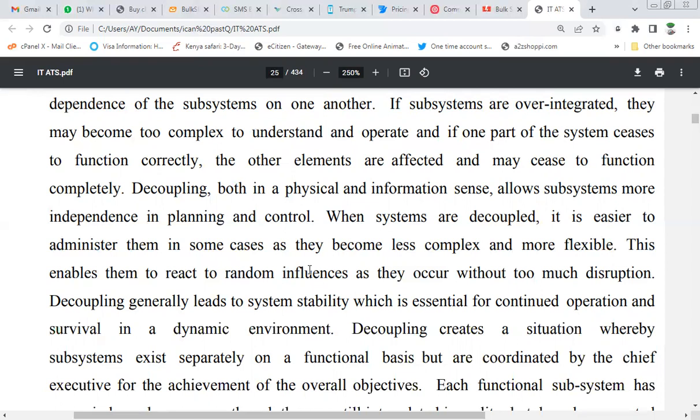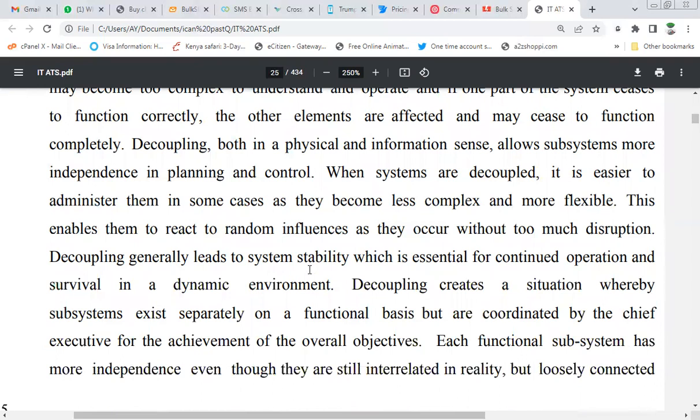When systems are decoupled, it is easier to administer them in some cases, as they become less complex and more flexible. This enables them to react to random influences as they occur without too much disruption. Decoupling generally leads to system stability, which is essential for continued operation and survival in a dynamic environment. The company creates a situation whereby the subsystems exist separately on a functional basis, but are coordinated by the chief executive for the achievement of the overall goal.